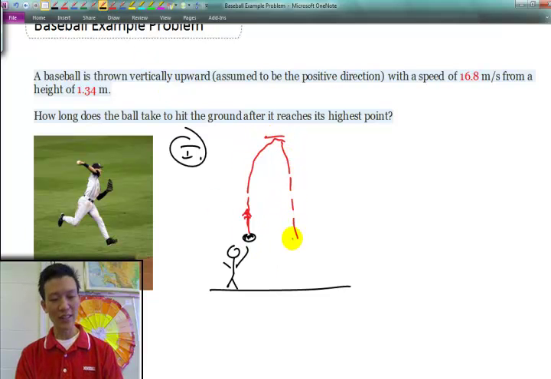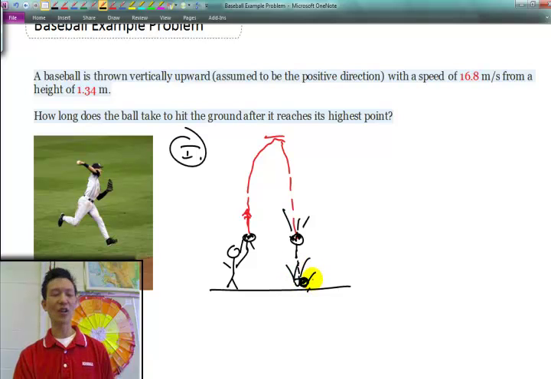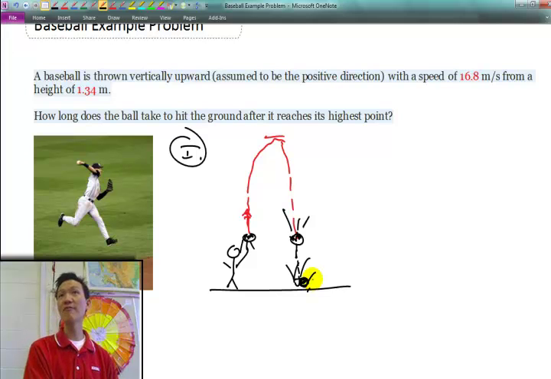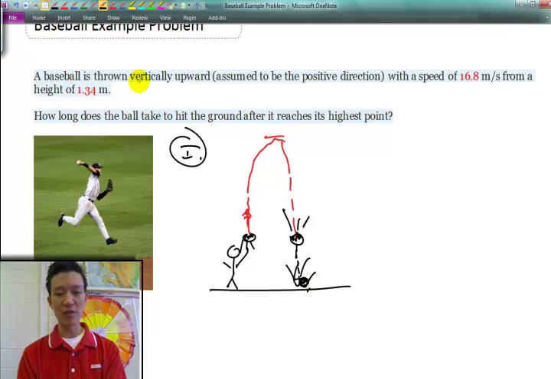And here's what's tricky. It's not just coming back down to the same level. It's actually going to go all the way and hit the ground, okay? So right away, this is a little hint, okay? In order to solve this problem, you're going to actually have to break this up into 2 segments when you solve, okay? But the picture is going to help you see that. Got it?